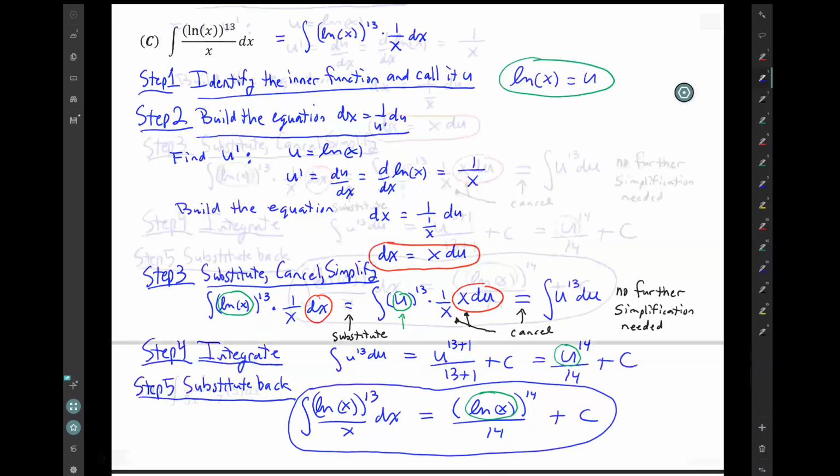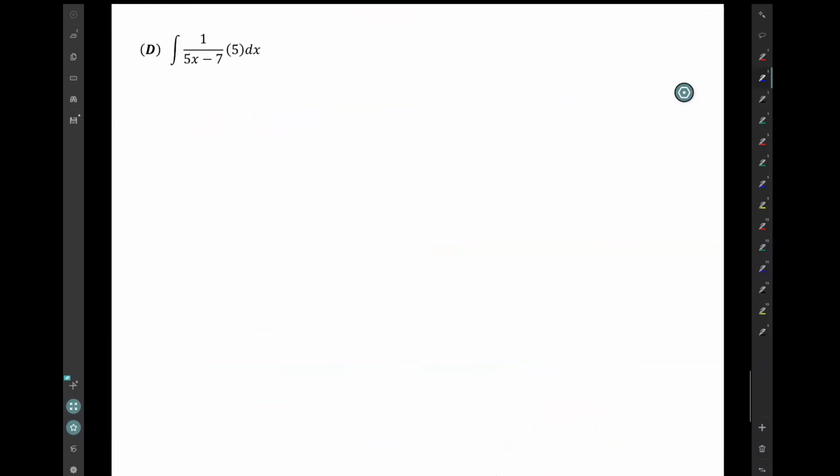Let's go on. Find this indefinite integral. Well, this is one, again, where the book has typeset this in an unhelpful way. I'm going to write this in a more helpful way.